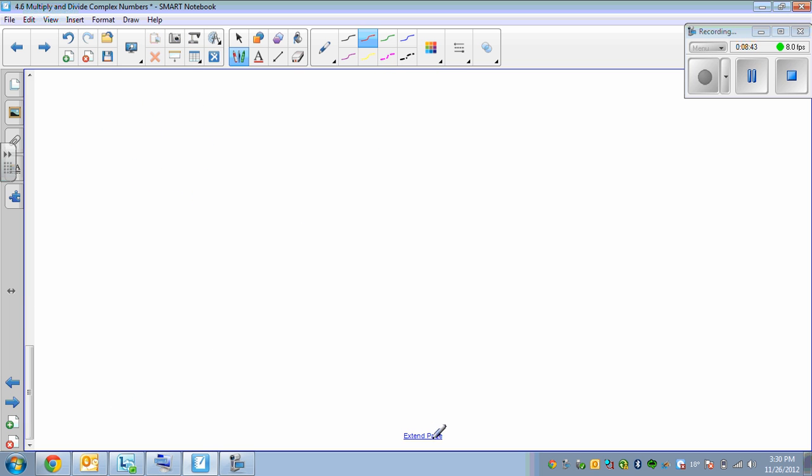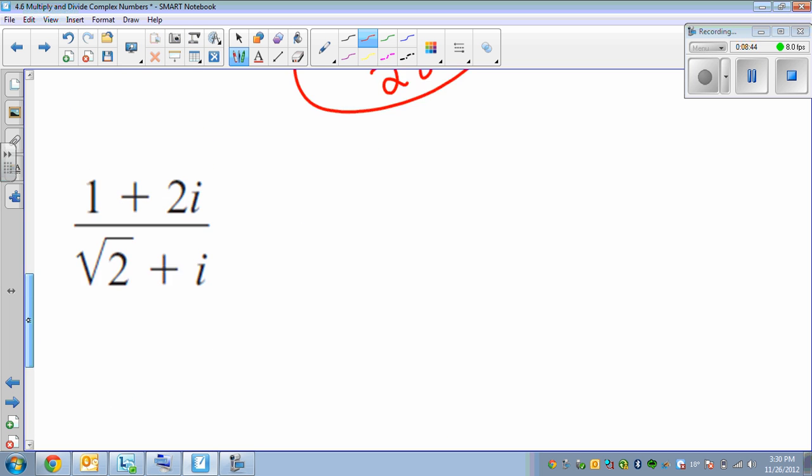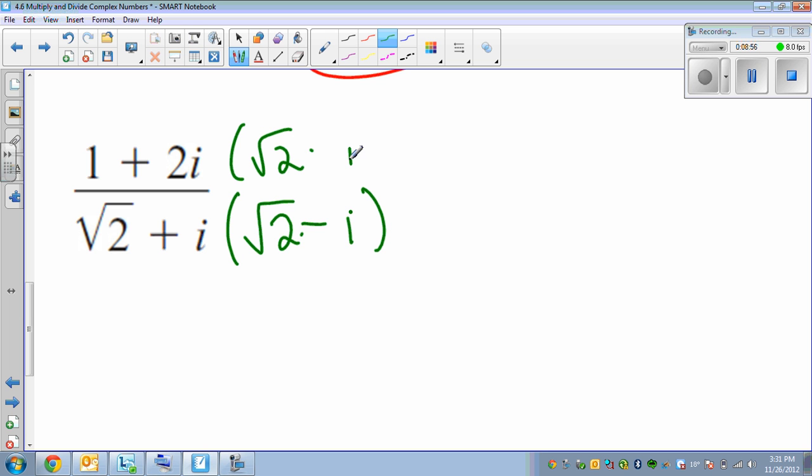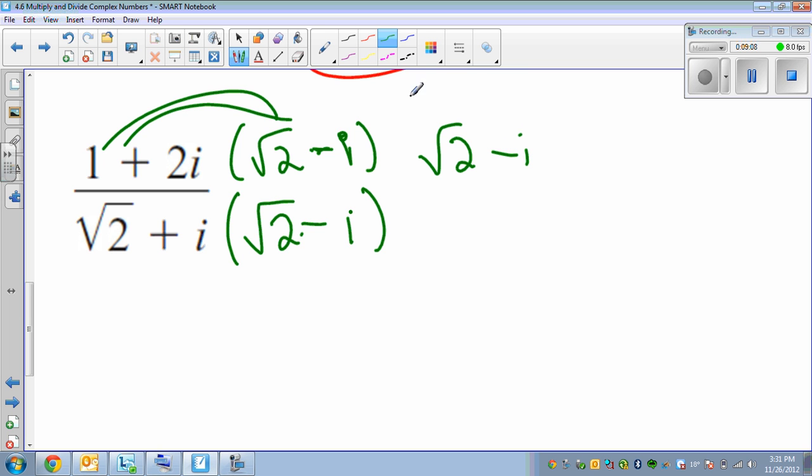The last one, whoa, no, a square root. Whoops. That's okay. We can handle it. It's the same thing. Conjugate. Whatever we do to the bottom, we gotta do to the top. The top's gonna be ugly. Square root of 2 minus i.